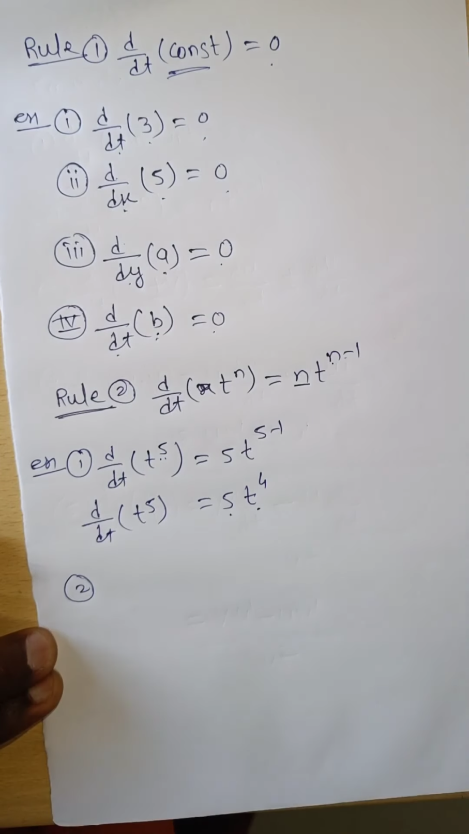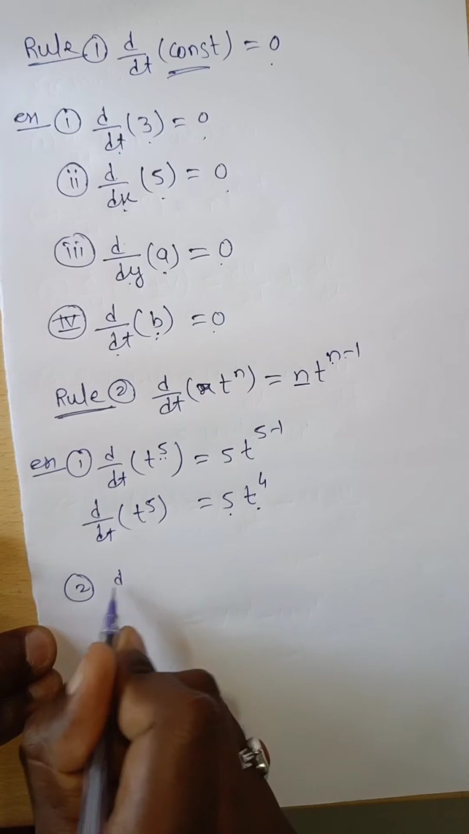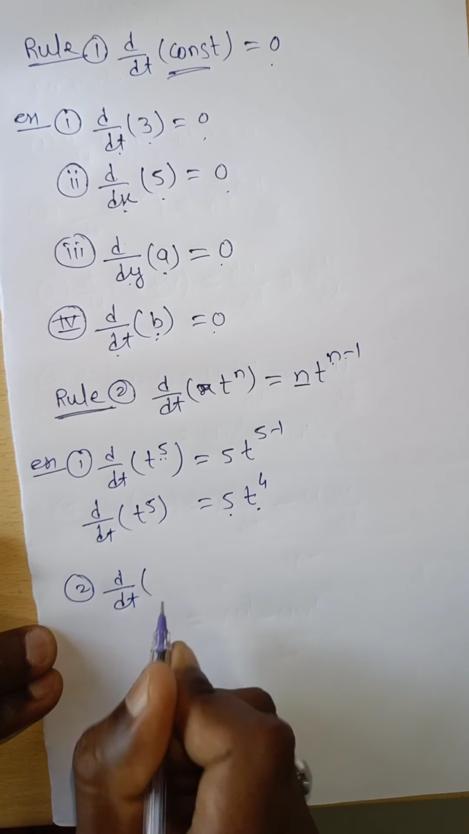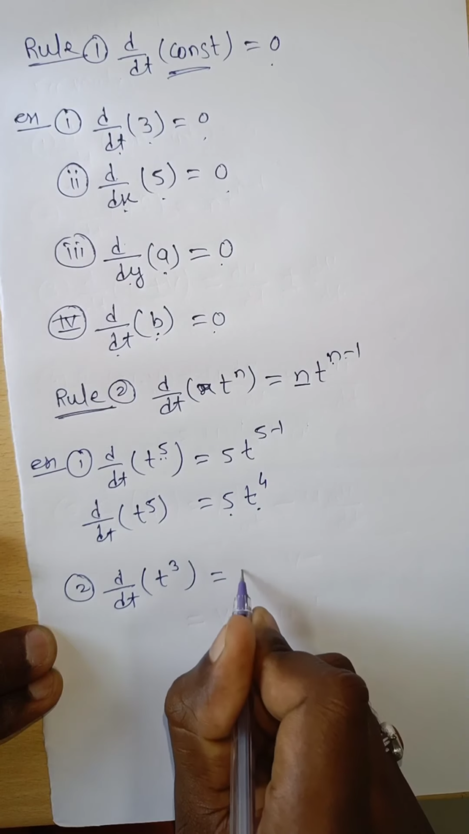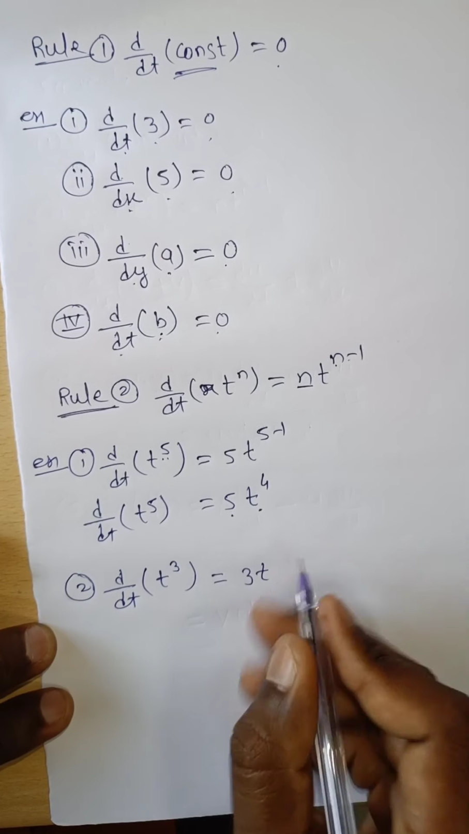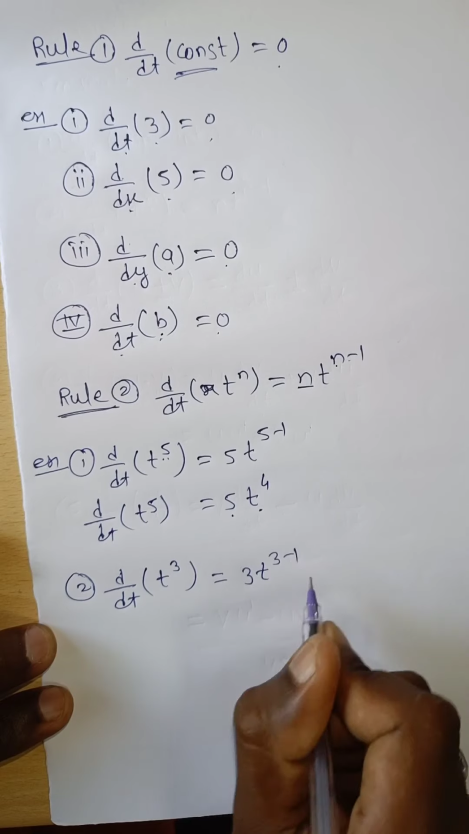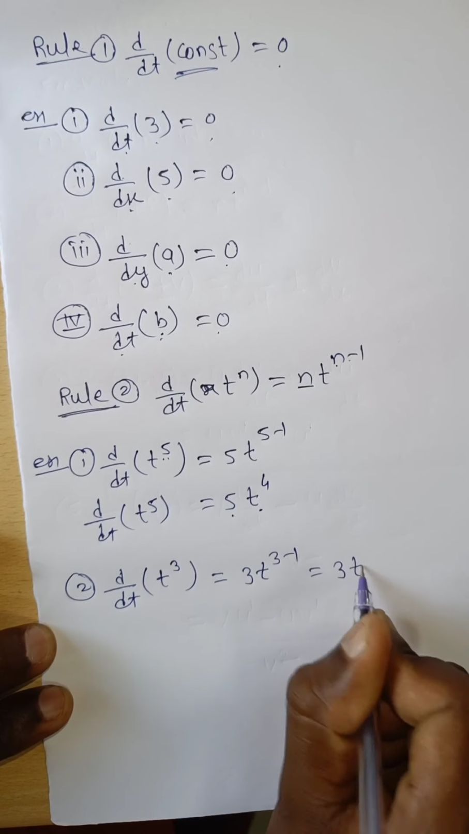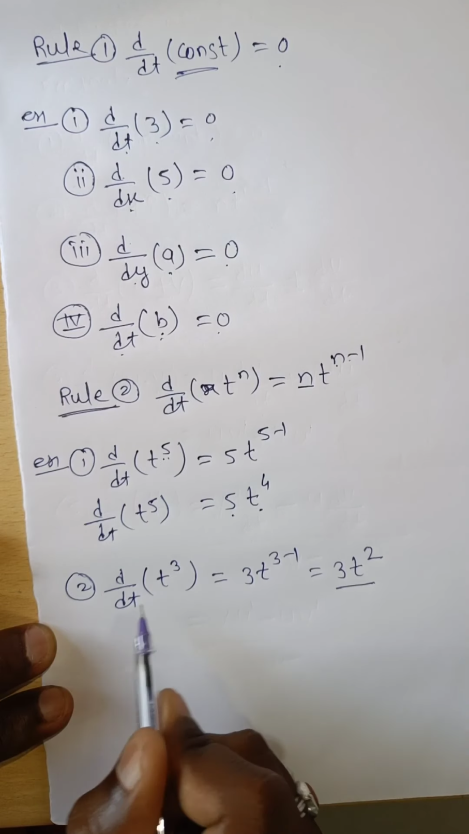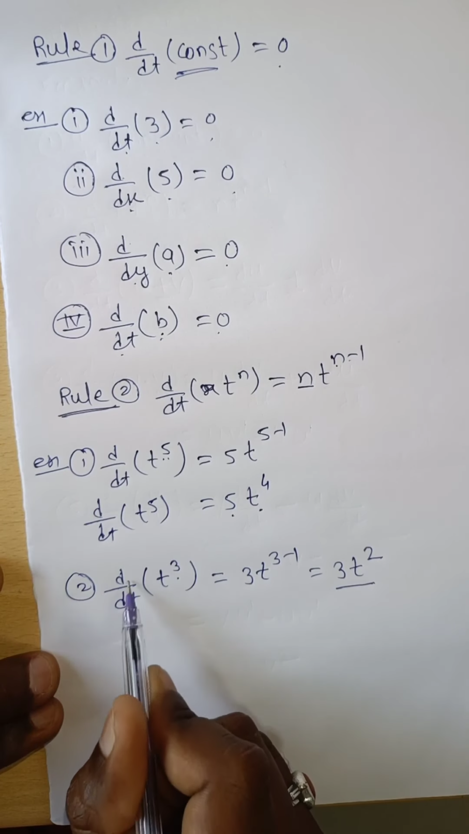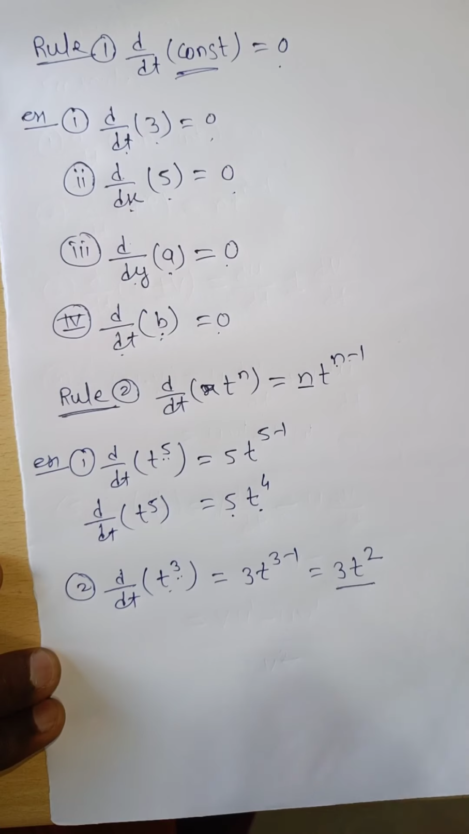Now the second example. Suppose d by dt of t to the power of 3, then it is 3 into t to the power of 3 minus 1, that is 3 into t to the power of 2. Then the answer is that d by dt of t cube is 3 into t square.